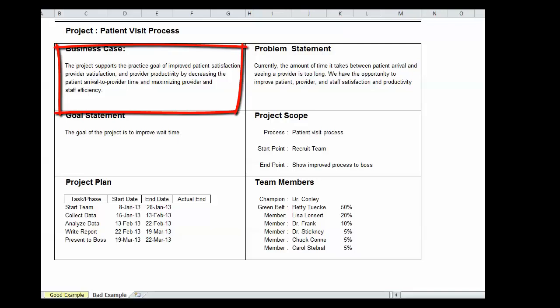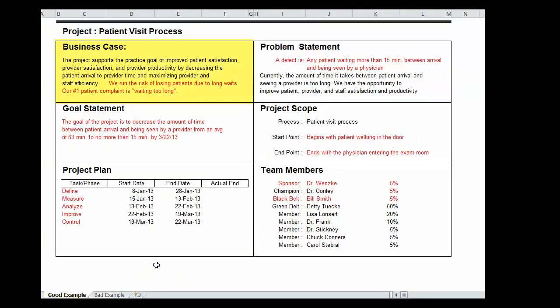They've done a really good job here of addressing WIIFM, what's in it for me. But what's missing from the business case is any form of burning platform. Now we've got the example that you saw, and I've also got a good example here that we've changed to try to correct this. So if we look at the good example, we've added a burning platform in red. We run the risk of losing patients due to long waits. Our number one patient complaint is waiting too long. So we've added that in as a crisp, succinct burning platform.